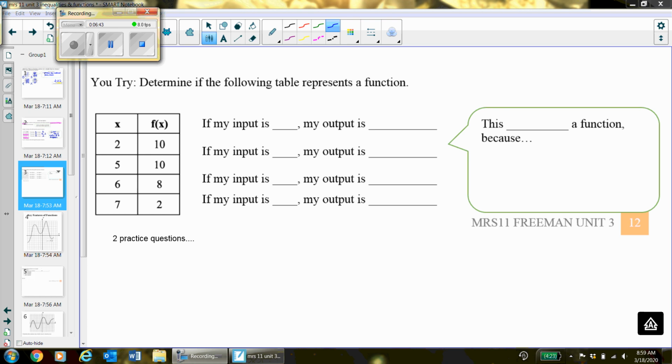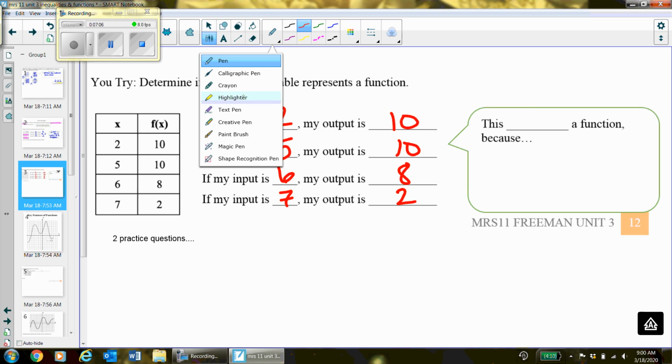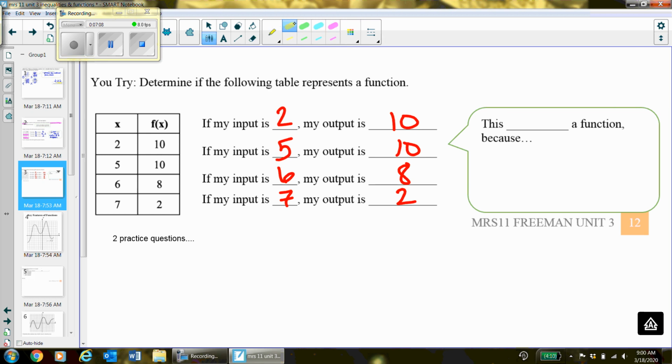Okay, so for the you try, if my input is 2, my output is 10. If my input is 5, my output is also 10. If my input is 6, my output is 8. If my input is 7, my output is 2. So I want you to notice, hopefully you already noticed if you did this on your own, that none of my x values repeat. I have 2, 5, 6, and 7.